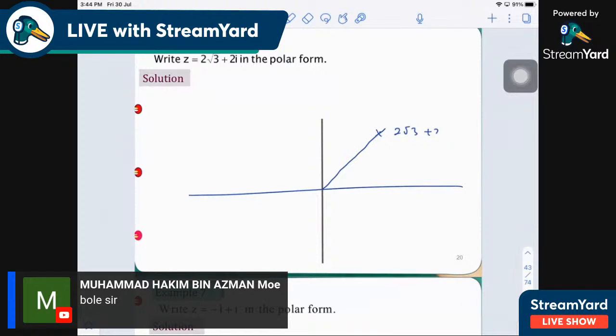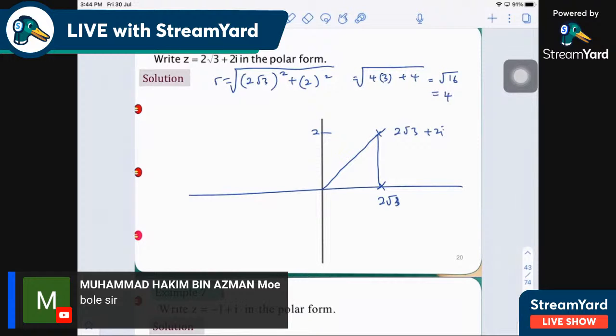R, I'm very sure you can find square root of 2 root 3 squared plus 2 squared. Ini akan dapat 4 times 3 plus 4. 12 plus 4 is 16. Square root of 16 is going to be 4 lah. Okay, because R is defined as length, and R got modulus, right? That's why we only take the positive lah. Okay, modulus of Z. Sometimes dia tulis macam ini saja, modulus of Z. Modulus of Z sama dengan R lah.